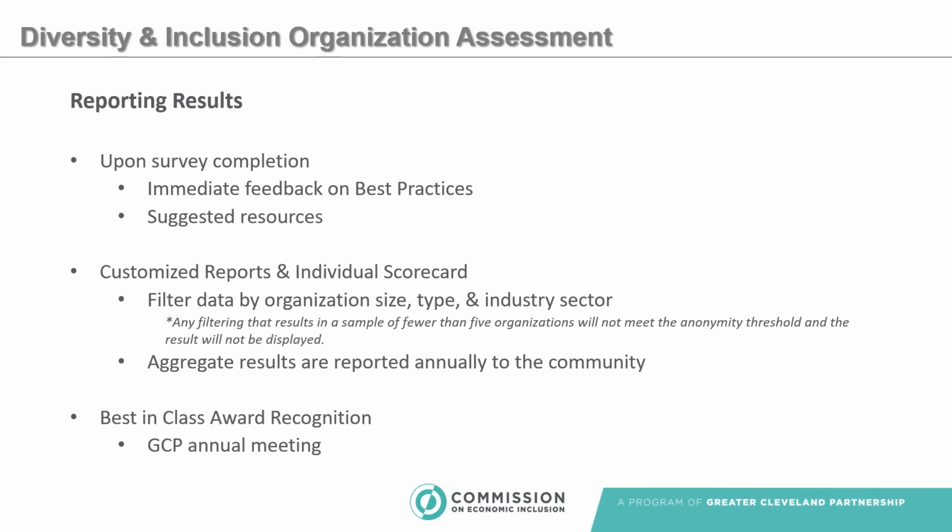In addition to that, our Best in Class award recognition is a way that we share our results with the community. You can be recognized for any of those demographic categories that we saw before and by size. Those are given out at the Greater Cleveland Partnership annual meeting, generally around May or June of next year.